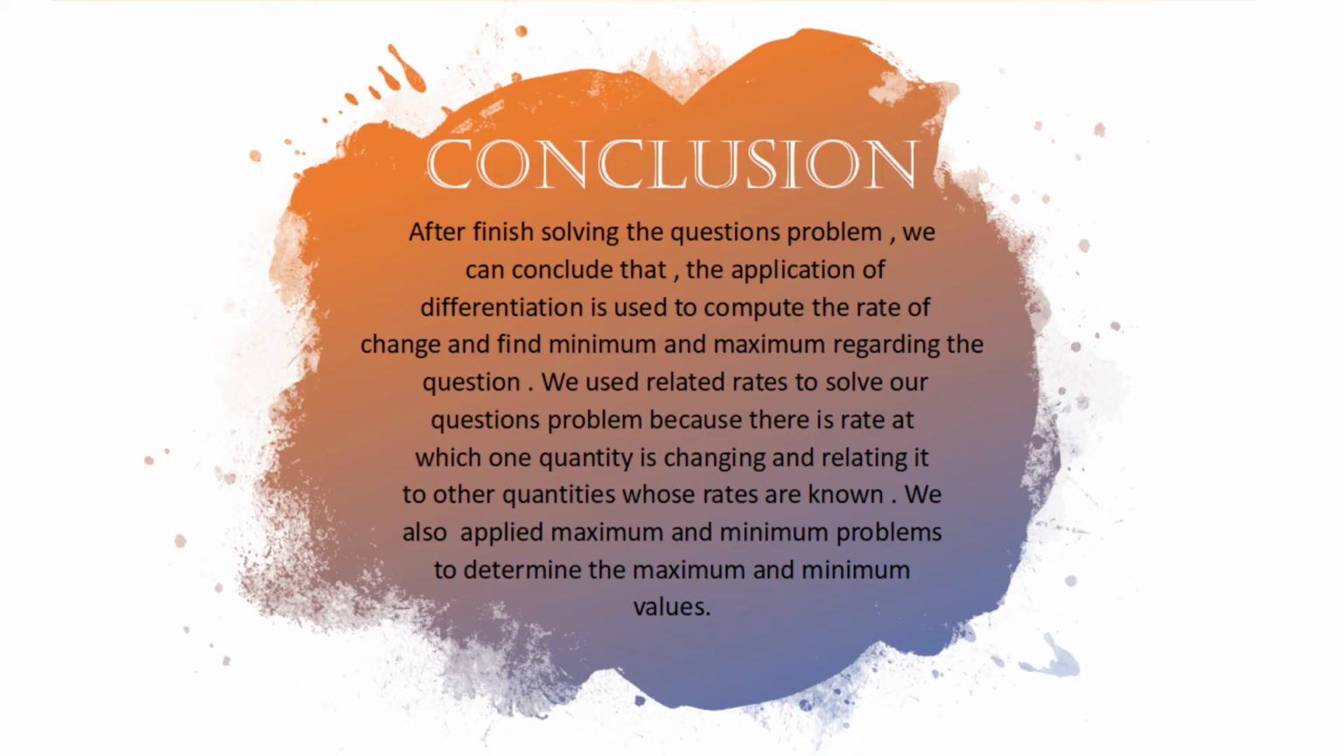After finishing solving the problems, we can conclude that the application of differentiation is used to compute the rate of change and find minimum and maximum values. We use related rates because there is a rate at which one quantity is changing, and we relate it to other quantities whose rates are known. We also apply maximum and minimum problems to determine the maximum and minimum values.